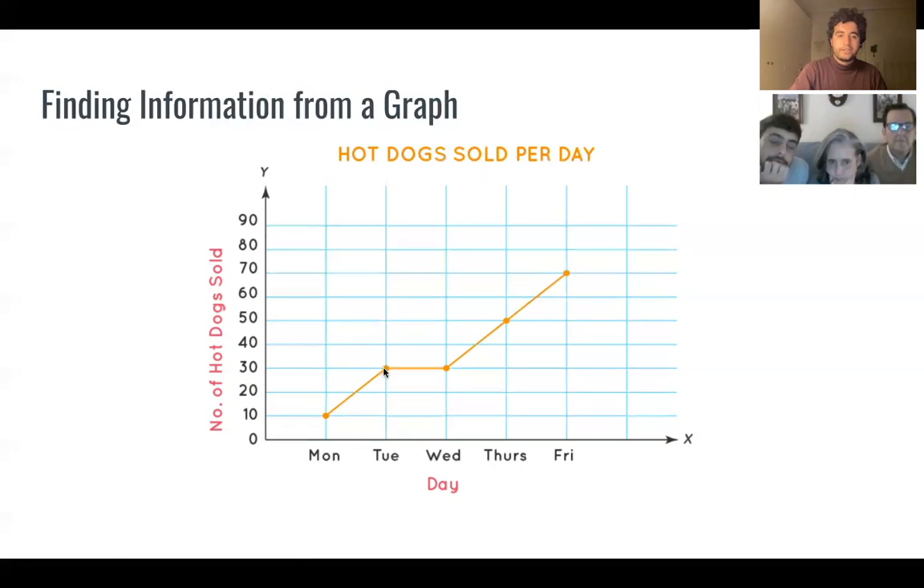The next dot to the right corresponds to Tuesday on the x-axis and to 30 on the y-axis. That means we can tell that 30 hot dogs were sold on Tuesday. The next dot is further to the right, but it's the same distance up on the y-axis, which means that it corresponds to Wednesday, and the 30 is again, which means that also on Wednesday, 30 hot dogs were sold. Similarly, 50 hot dogs were sold on Thursday and 70 hot dogs were sold on Friday. This is how you find information from a graph.